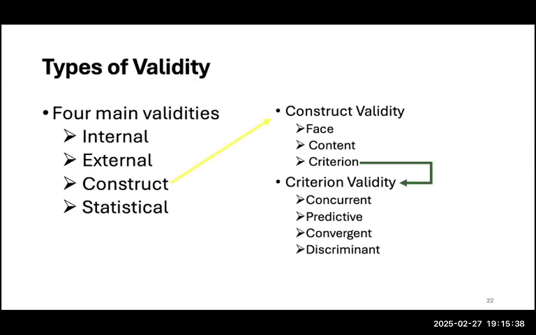Here's that breakdown. I was looking for this. Okay, so we have 4 main validities: internal, external, construct, and statistical. Construct validity is broken down into face, content, and criterion. And then the criterion validity is broken down into concurrent, predictive, convergent, and discriminant. Any questions about this one?